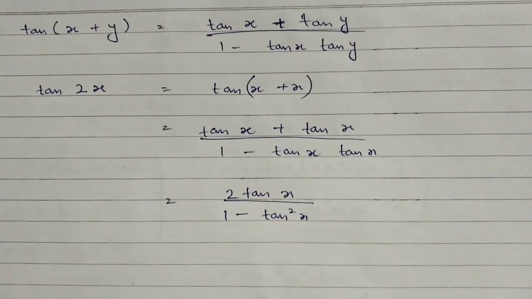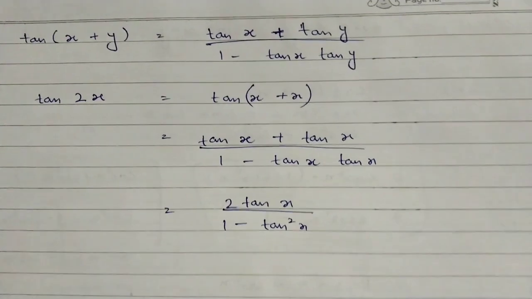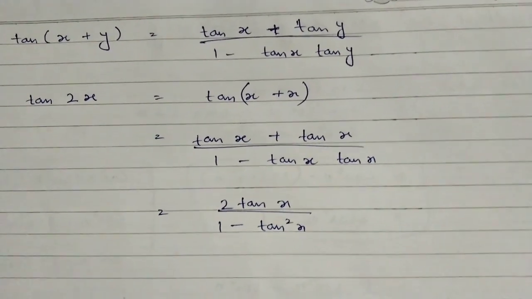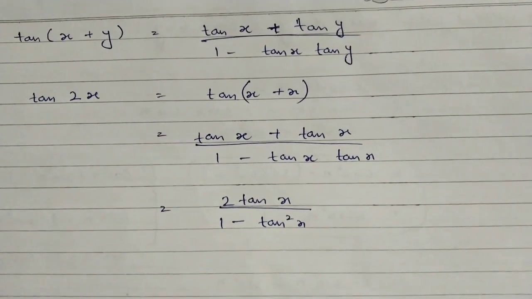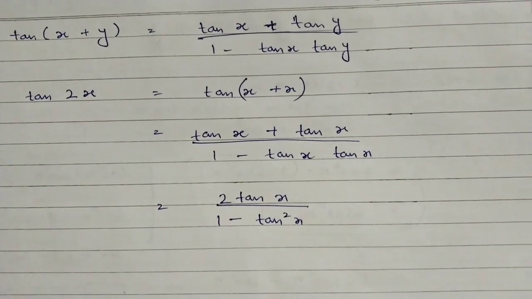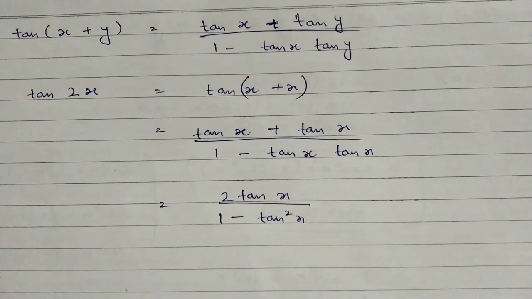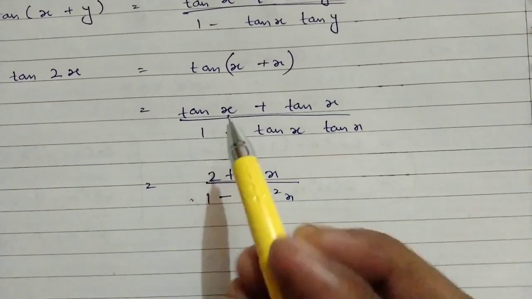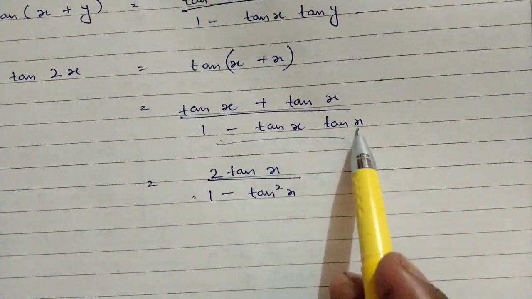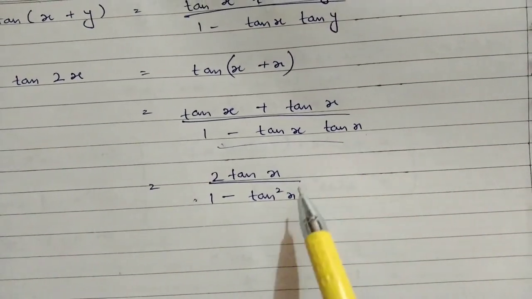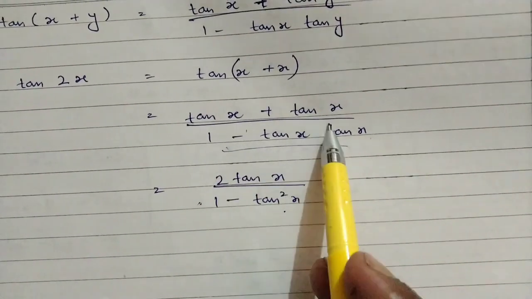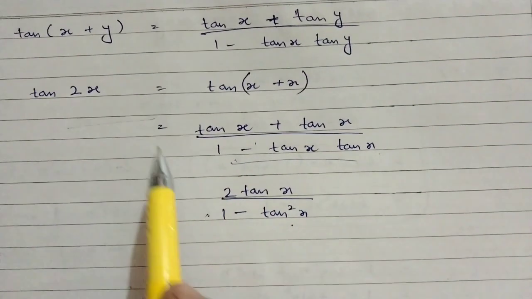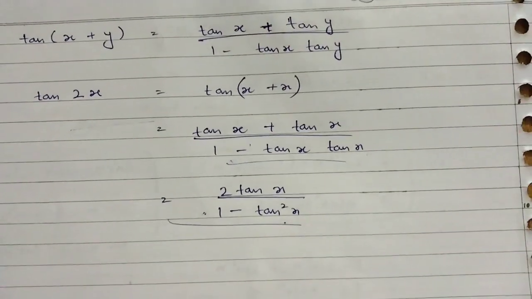After that we have the third one, tan of x plus y is equal to tan x plus tan y divided by 1 minus tan x tan y. Sometimes we are asked for tan 2x, we can write it as tan of x plus x. So from our formula it becomes tan x plus tan x over 1 minus tan x tan x, and tan x times tan x becomes tan square x, and tan x plus tan x becomes 2 tan x. So this is the first one and the only formula for it.